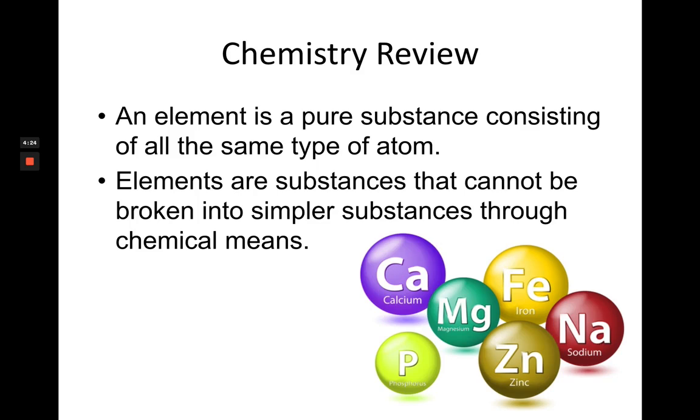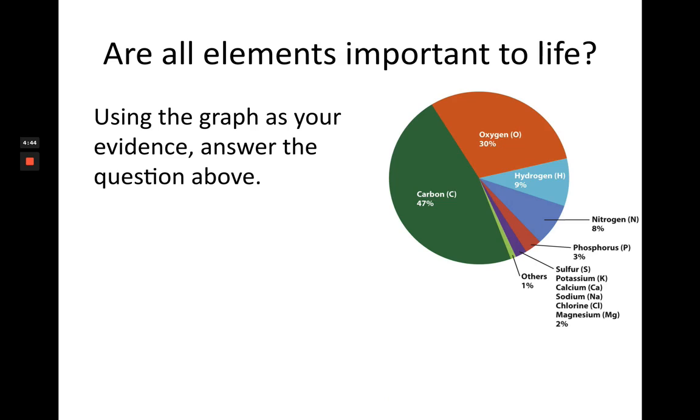An element, remember, is a pure substance consisting of all the same types of atoms. Elements are substances that cannot be broken into similar substances through chemical means. What are some examples of different elements? There's calcium, magnesium, iron, sodium, zinc, phosphorus, oxygen, a whole host of those. What I would like you to do right now, very quickly in your notes, is look at this graph and answer the question: are all elements important to life? The graph you are looking at shows the percentage of living organisms, on average, and what they're made up of.